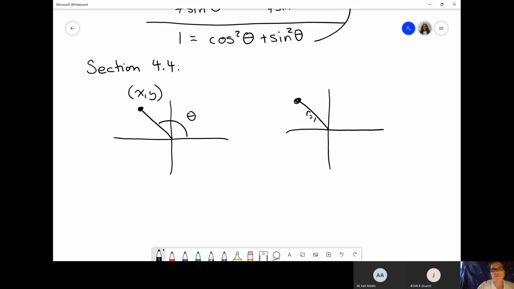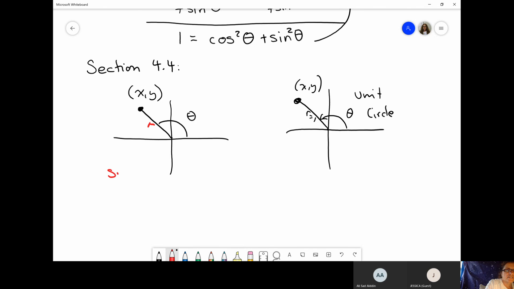So here was our x, y, and we were strictly looking at the unit circle in 4.2. So the radius is 1. In 4.3 and 4.4, our radius is just r. We do not have the unit circle anymore. This is really for any angle, for any function.